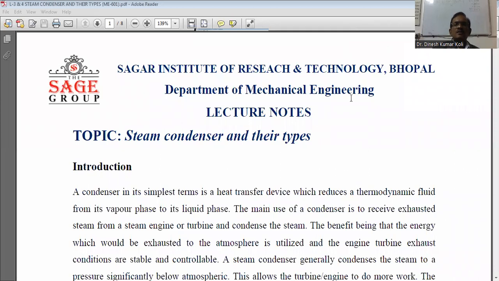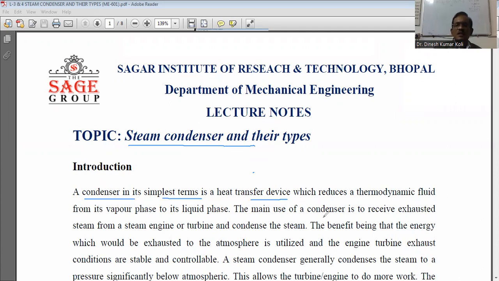Dear students, in today's lecture, we will discuss steam condensers and their types. So, what is a steam condenser? First, we have to understand that. A steam condenser, in its simplest form, is a heat transfer device.